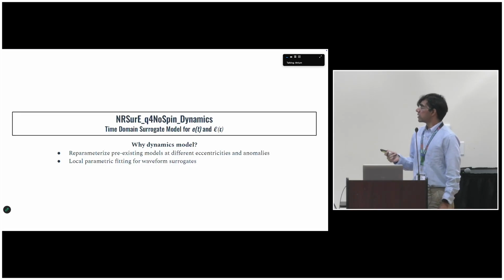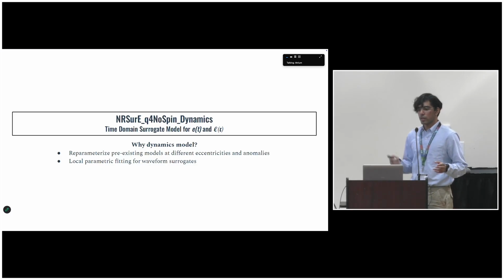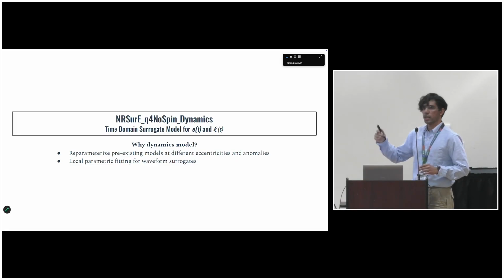And finally, the third surrogate model that we built was a dynamic surrogate model, which was for the eccentricity and the anomaly as functions of time. And these models are useful in case one wants to reparameterize an existing eccentric model to other eccentricities and anomalies in time. And the other use case is this niche thing, which we call local parametric fitting for waveform surrogates, which is using local values of these parameters as opposed to the global values to build the parametric fits from the flowchart on a few slides ago.